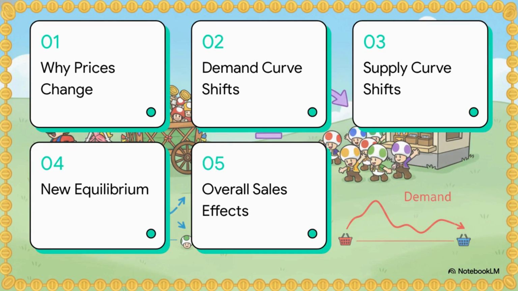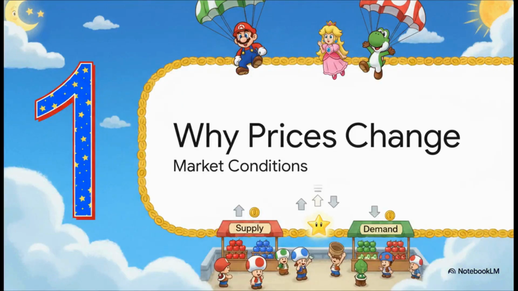So, here's our roadmap for today's explainer. We'll be looking at 1. Why do prices change? 2. Drawing demand curve shifts. 3. Drawing supply curve shifts. 4. Reaching a new equilibrium. And 5. Consequences for overall sales. Let's get to it. Starting with Section 1, why do prices change?